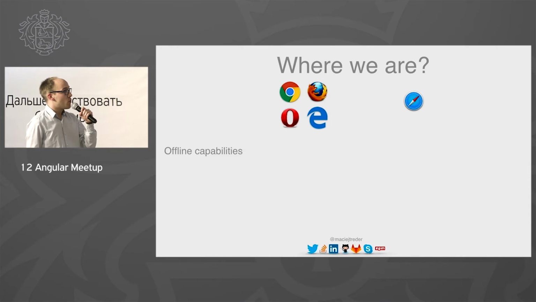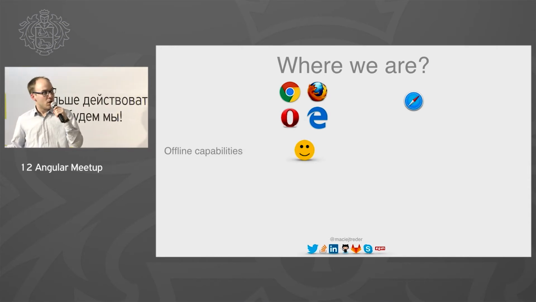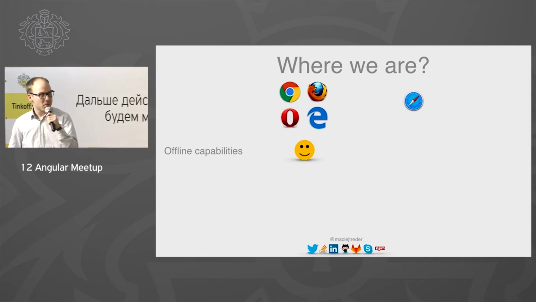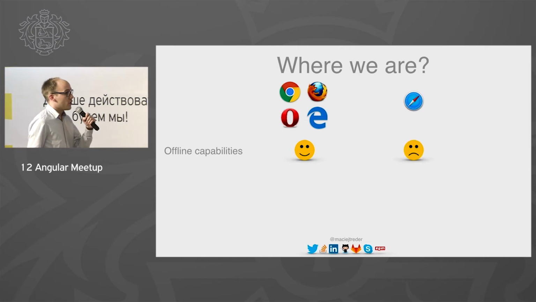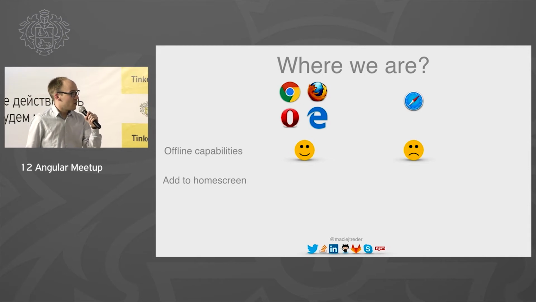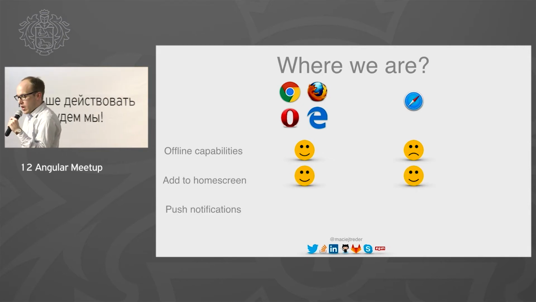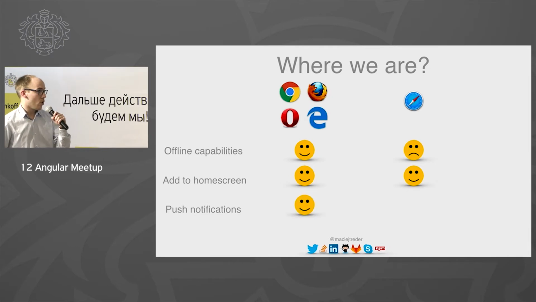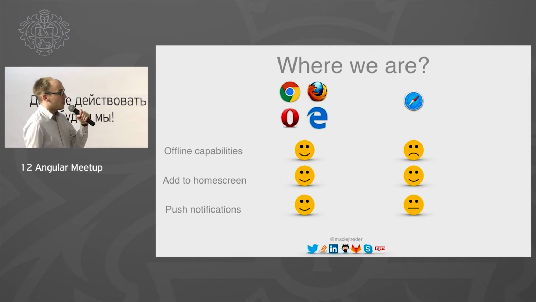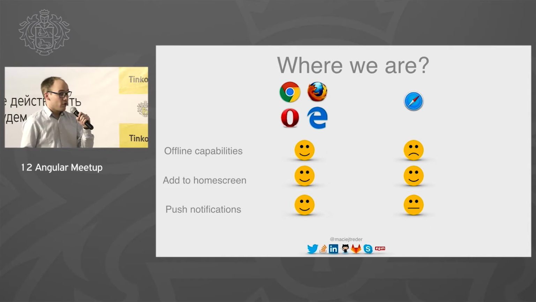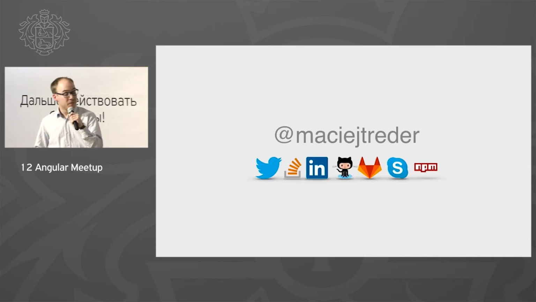So, summarizing where we are. Offline capabilities: on this side, we have Chrome. Safari, unfortunately, doesn't support it. Add to home screen is available on both. And push notifications are available on both, but on Safari, they are paid. So, I don't know if we should be happy or not, in fact.